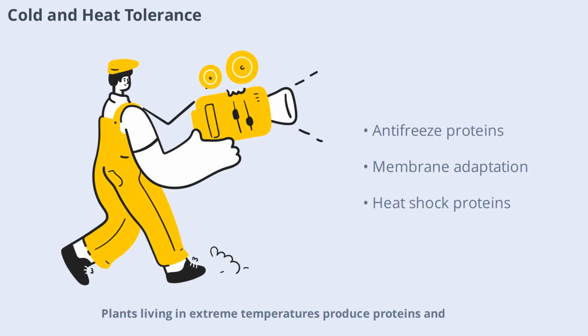Plants living in extreme temperatures produce proteins and chemicals that protect their cells from freezing or overheating. Some can alter the composition of their cell membranes or produce antifreeze compounds to survive cold snaps.